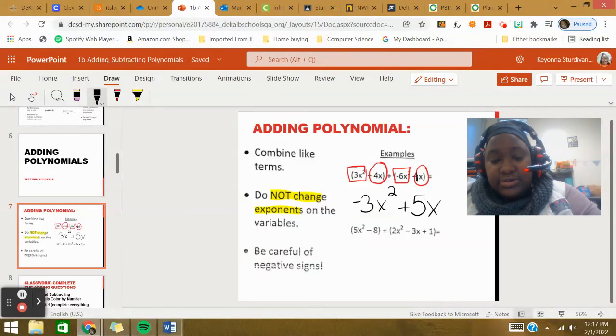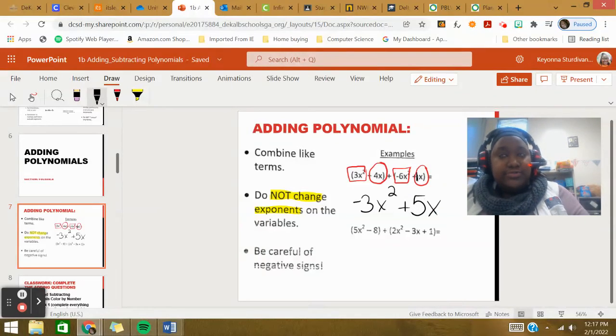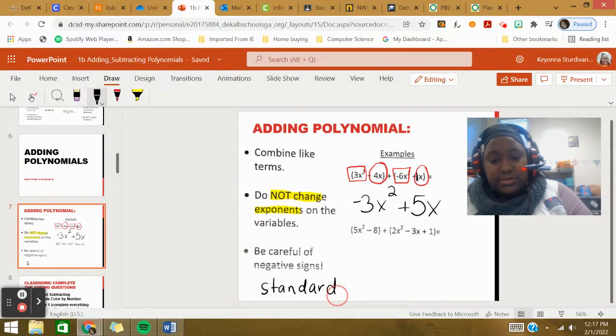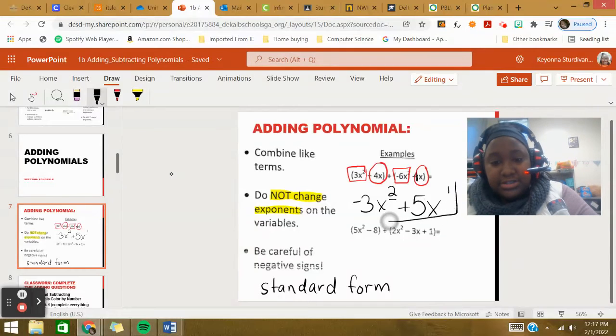Guys, please always remember, and you can even write this on your foldable somewhere, everything has to be written in standard form. So remember that all your answers have to be in standard form, whether you are adding, subtracting, or multiplying polynomials. So this is my final answer. I have negative 3x squared plus 5x. It's already in standard form. The reason I know is because I have the second power, and then I have the first power. So I'm done.